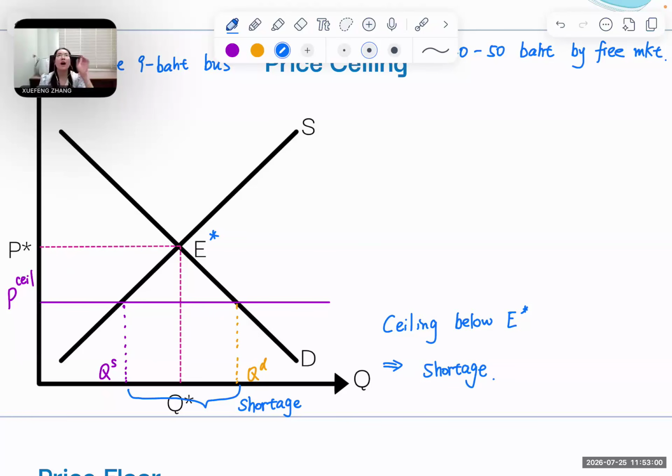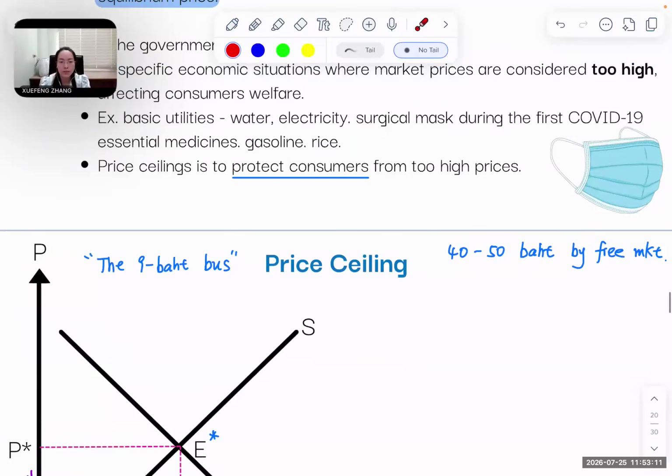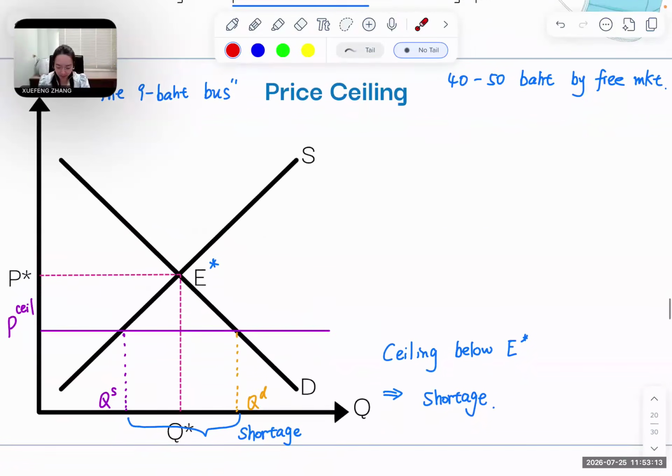Ceiling is above our head, like the roof. But in economics, selling price is below equilibrium. Okay, protect buyers, right?